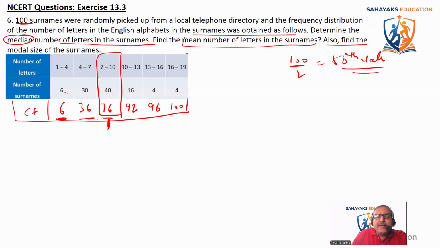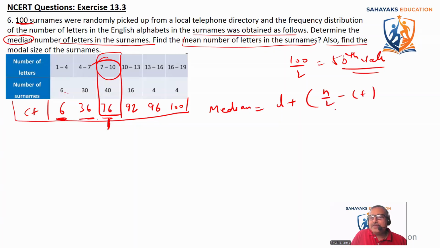If we know the median class, then it is extremely easy for us to compute the median. So let's compute the median now. I'll write the median formula again: L plus (n by 2 minus CF) divided by f into h. L is the lower limit of the median class, that is 7. Plus n by 2: n was 100, so 100 divided by 2 comes out to be 50, minus the cumulative frequency of the previous class. This is the previous class, so the cumulative frequency is 36.